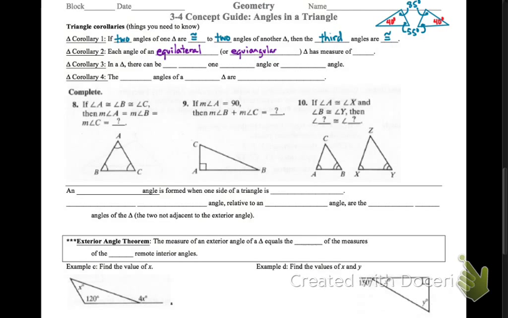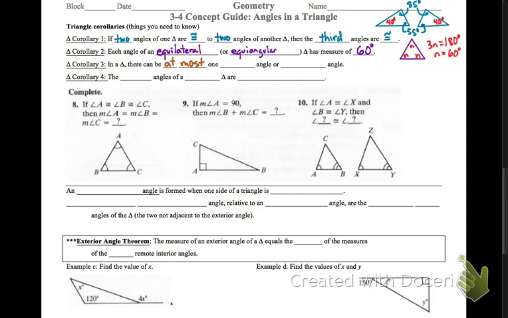Each angle of an equilateral triangle or equiangular triangle has a measure of 60 degrees. I mentioned that earlier. Here's why. If you have an equiangular triangle, they're all equal to the same thing. In this case, I've said they're equal to n. Well, 3n equals 180, so they each have to equal 60 when you divide by 3.